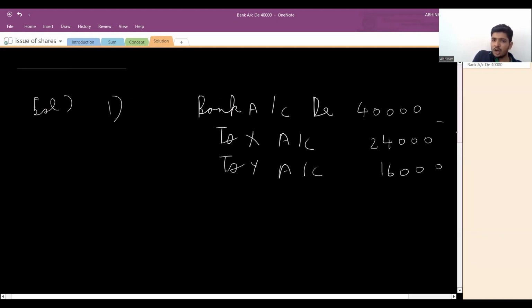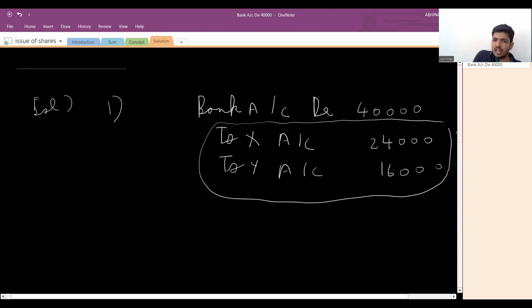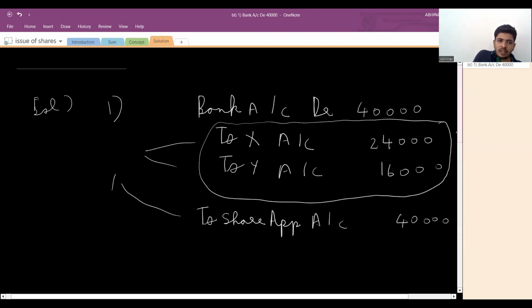Correct? I also explained that there may be hundreds of people who apply. You don't write every single person's name, even though they're not owners. And instead of this, there's a separate account called share application account, 40,000. And X and Y's names will come in the register of share application account. So the actual entry is bank account debited to share application account. This is the first entry. Clear? This is the purpose of the first entry.